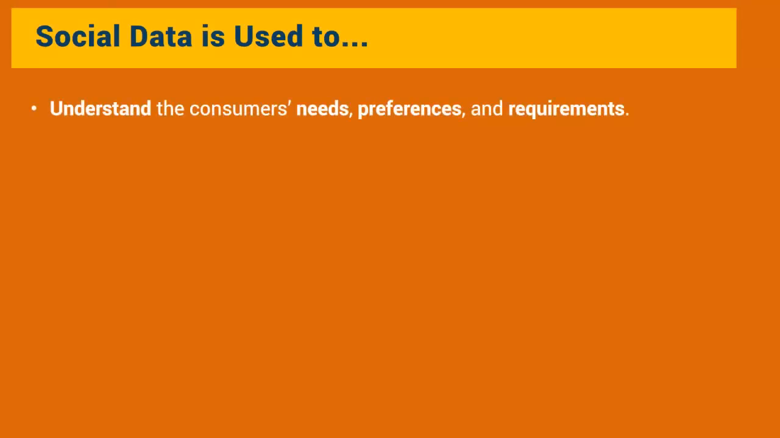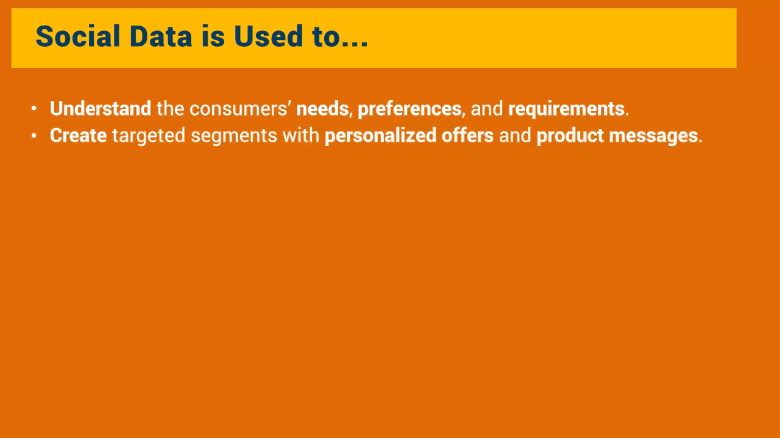Marketers can use social data to understand their consumers' needs, preferences, and requirements, and create targeted segments with personalized offers and product messages. Pizza Hut, for example, uses social media to maintain customer feedback and promote their products. Walmart goes a step further and uses social media to also predict customer buying trends, understand customer needs, and consequently make purchase and gift recommendations, as well as to inform customers of the Walmart locations where they can find the products they need.